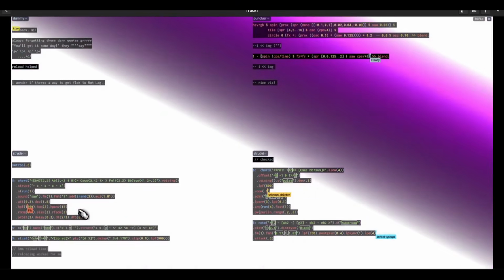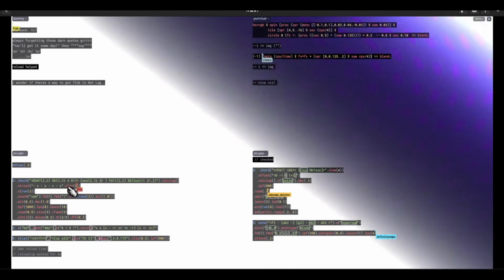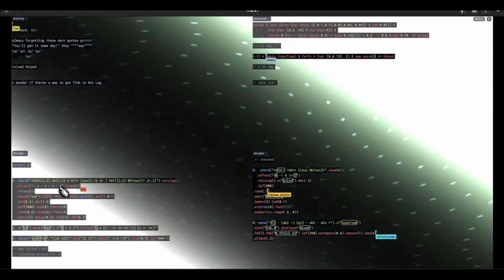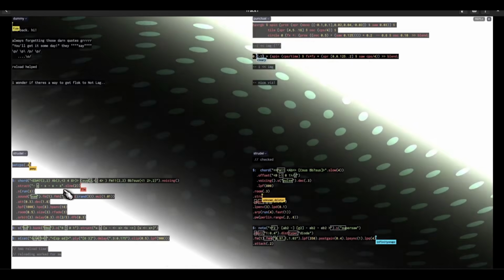And let's take a look at this FM synthesizer. This is also using the struct function. Here's an easier way to explain struct. Mine is doing off, on, off, on, off, on, off.